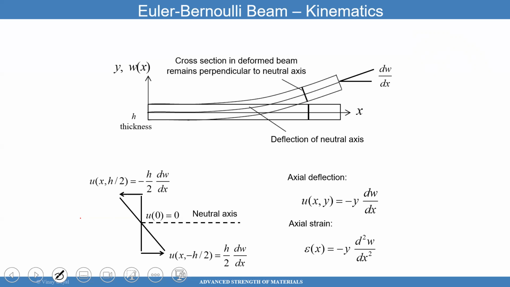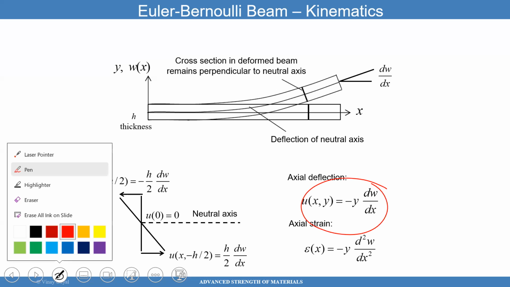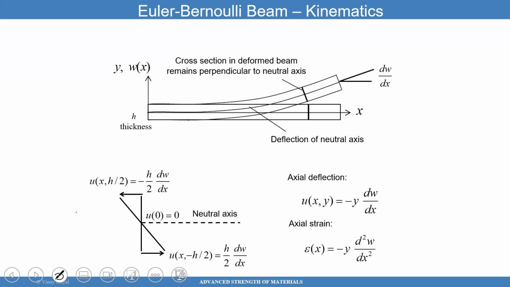But another assumption that is made in this theory is that the deflection here that you see here is going to vary linearly through the thickness. So you can see there that that is the case. The deflection, it is linear through the thickness. You can see y is a coordinate. So that's that y. And we're also assuming it is proportional to the slope of the beam.